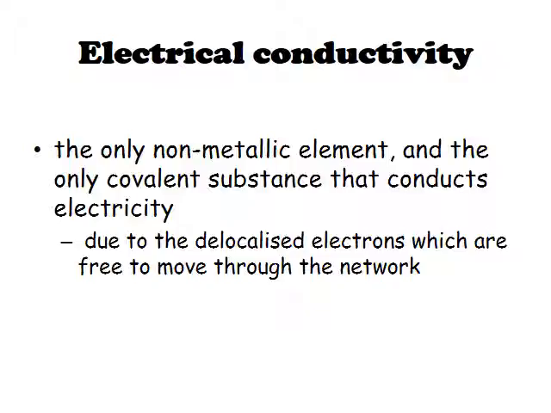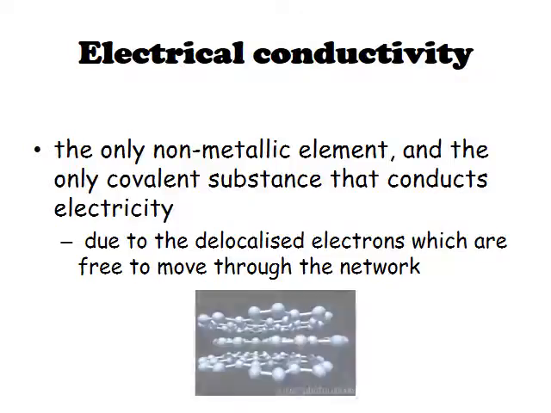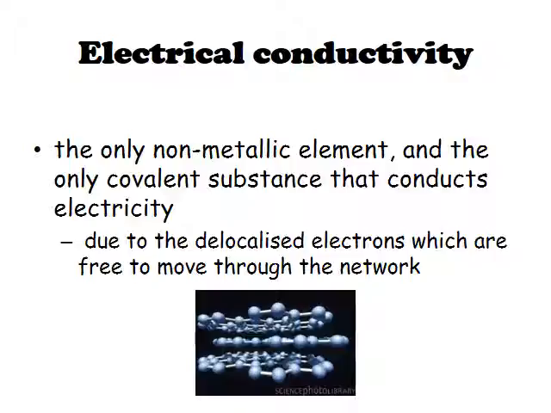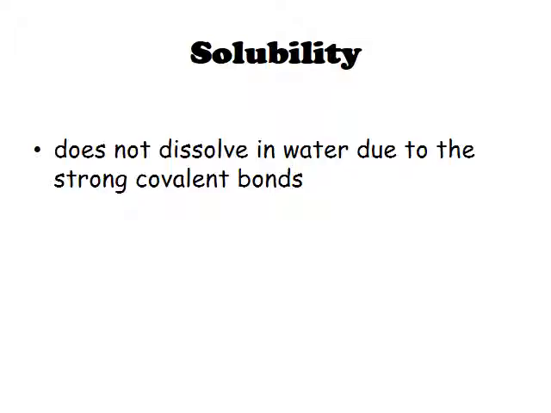In terms of electroconductivity, the only non-metallic element, carbon, that can conduct, and the only covalent substance that can conduct electricity is graphite. And that's due to this delocalized electron, the 4th valence electron, which is allowed to move freely throughout the network of layers. There's just a diagram there of these layers, like pancakes, on top of each other. In terms of solubility, graphite does not dissolve in water due to these strong covalent bonds. So the water can't get in there and break the intramolecular bonding and dissolve it.